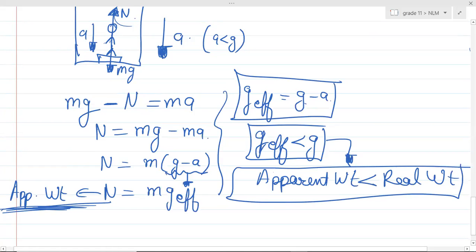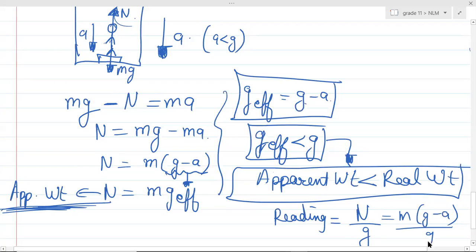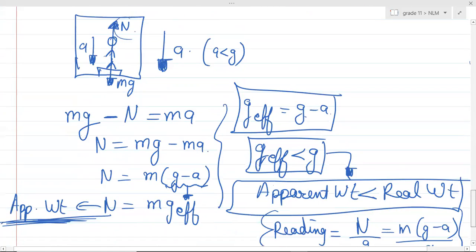So the reading is apparent basically, and the weight decreases. So basically the reading will be less this time. The apparent mass will be lesser than the real mass. If the acceleration is greater than g, then that is the new case. After this case, we'll discuss that.